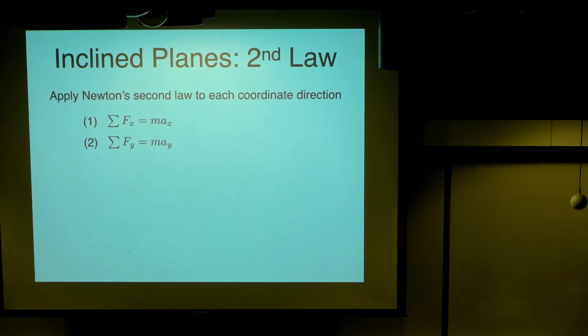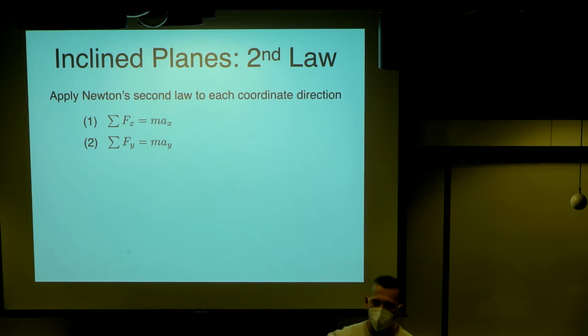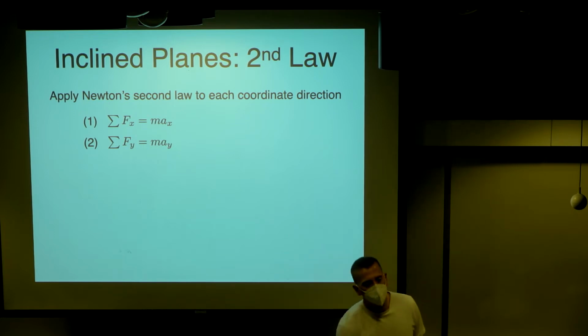So with that said, we can apply Newton's second law to each coordinate direction, right? We have the net force in the x direction equals max, and then we have the net force in the y direction equals may. So here, let me ask you this. Remember, x is the direction just going down the ramp. Y is the direction going perpendicular to it. So if you have a block sliding down a ramp, which one of these accelerations is going to be 0?